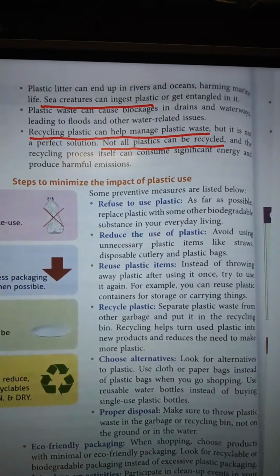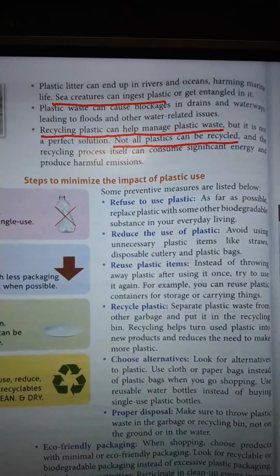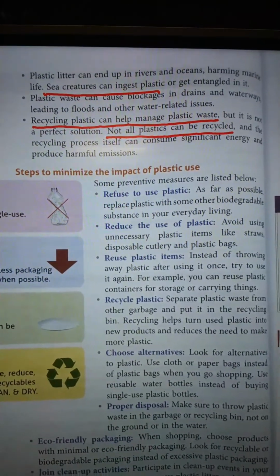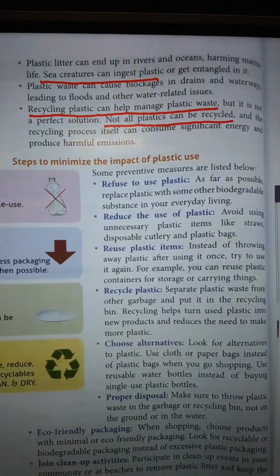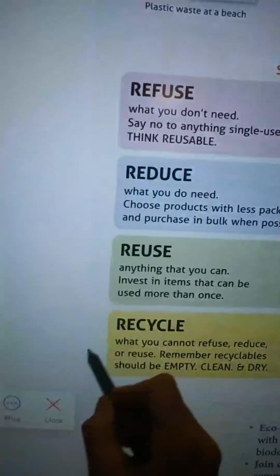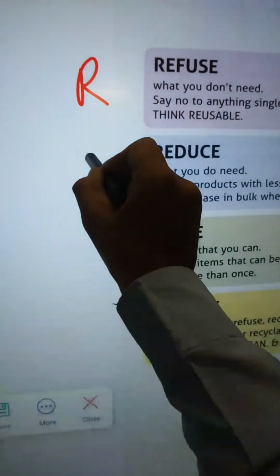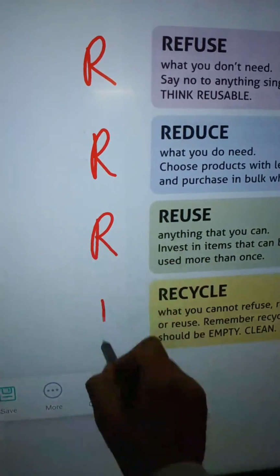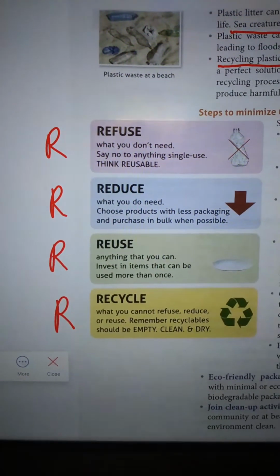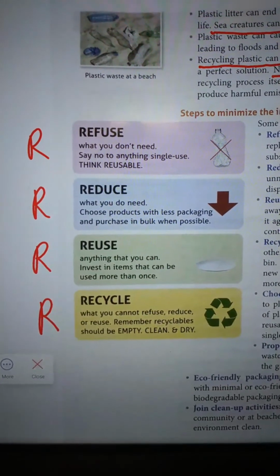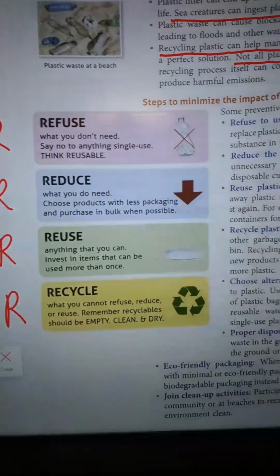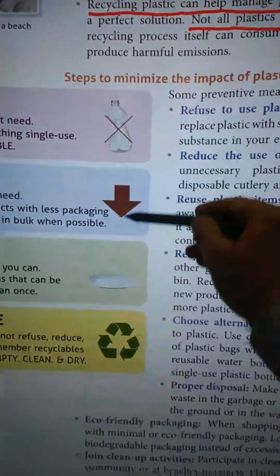Have you seen anyone recycling plastic? No, you will not see. It is only said that we should recycle, but recycling is not a simple process. So what can we do? These are the steps. Okay, so R, R, R and R. These are the 4 R's which are the solution for plastic: reduce, refuse, reuse and recycle. So these are the symbols which you will see.